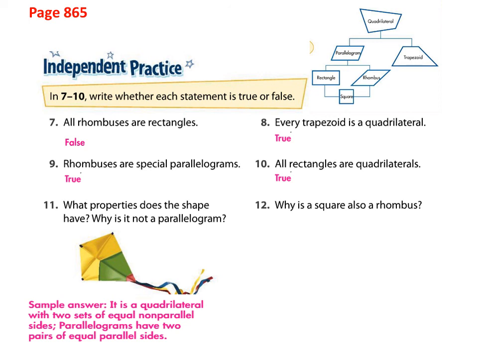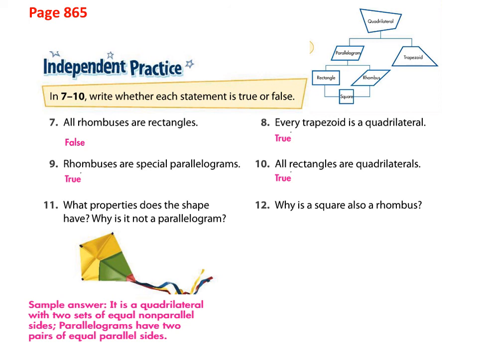With two sets of equal non-parallel sides. Each two equal sides are not parallel. So again, it is a quadrilateral with two sets of equal non-parallel sides. So it's not a parallelogram because parallelograms have two pairs of equal parallel sides. They must be equal and parallel at the same time.